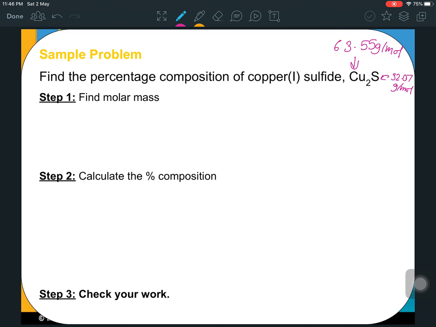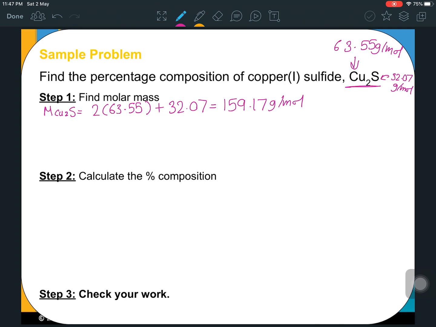So before I start, I need to find the molar mass of the entire compound altogether, all right? So the molar mass of Cu2S is equal to 2 times the molar mass of copper, which is 63.55, plus 32.07, which is the molar mass of sulfur. My overall molar mass of the entire compound will end up being 159.17 grams per mole. All right?